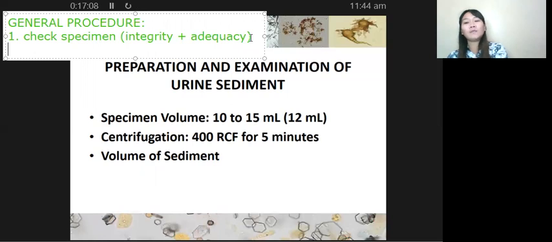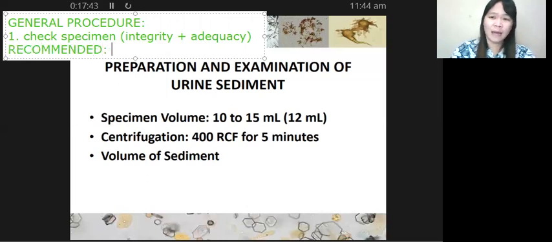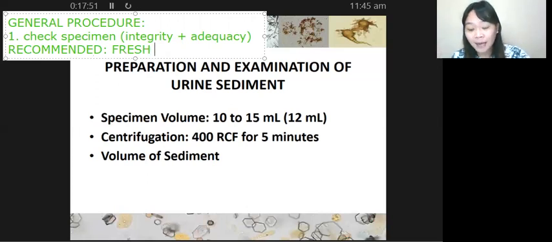When it comes to specimen integrity, we are after the freshness. Fresh pa ba yung specimen natin? Ano ang recommended na specimen natin for microscopic analysis and in general for routine urinalysis? Ang recommended na specimen ay fresh. Fresh specimen, ibig sabihin, no preservative added. And of course, it has to be via midstream collection.